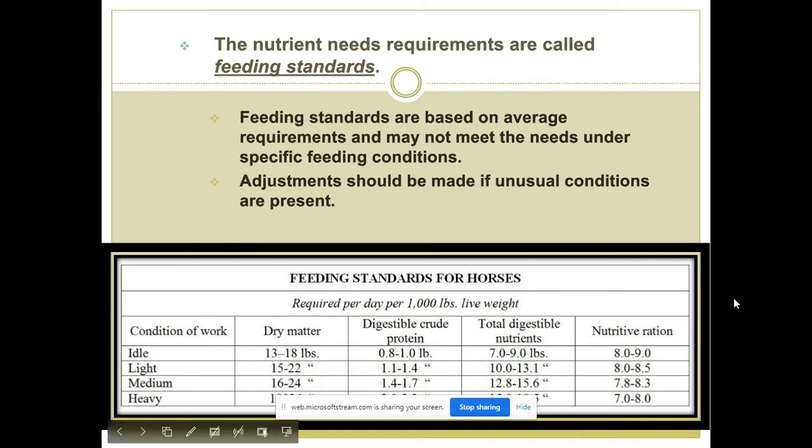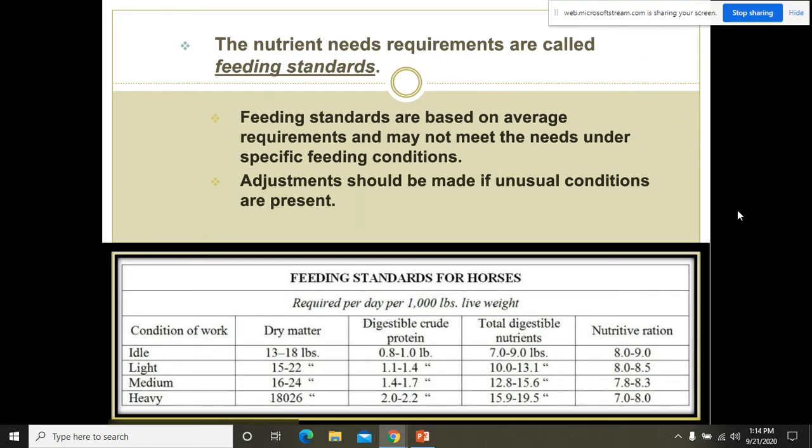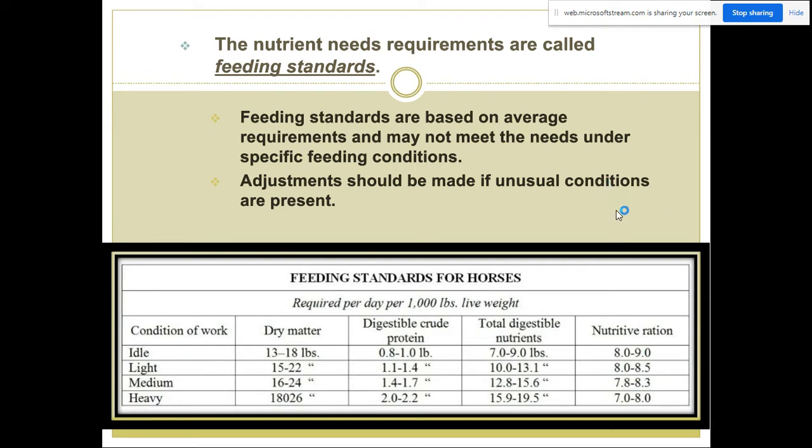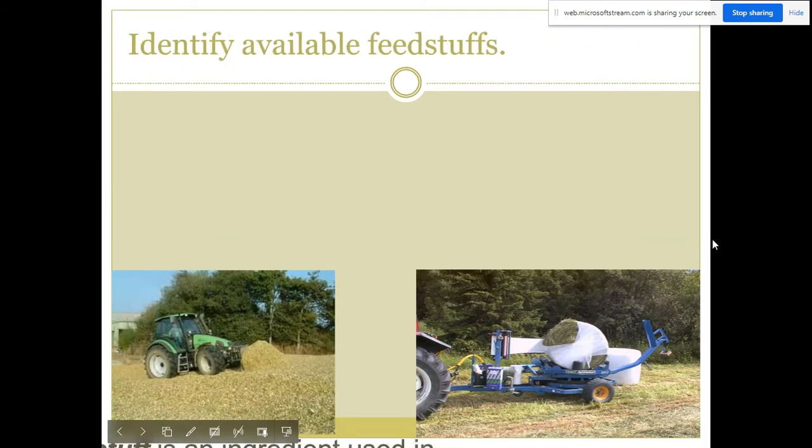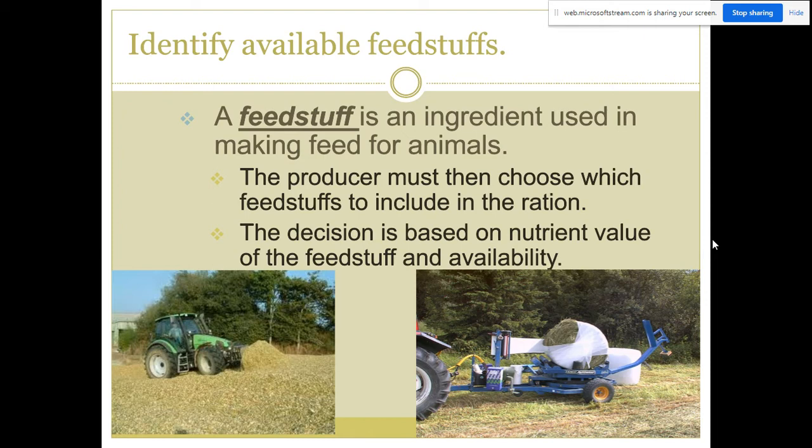Okay. Same goes for horses here, looking at the different types of work they do and how much dry matter they need. That dry matter converts to crude protein, how many digestible nutrients they get, and whatever the nutritive ratio is. Okay, so we have to be able to identify the feedstuffs, and a feedstuff again is an ingredient used in making feed for animals. The producer must be able to choose which feedstuffs to include in the ration, and the nutrient value is whatever's available.